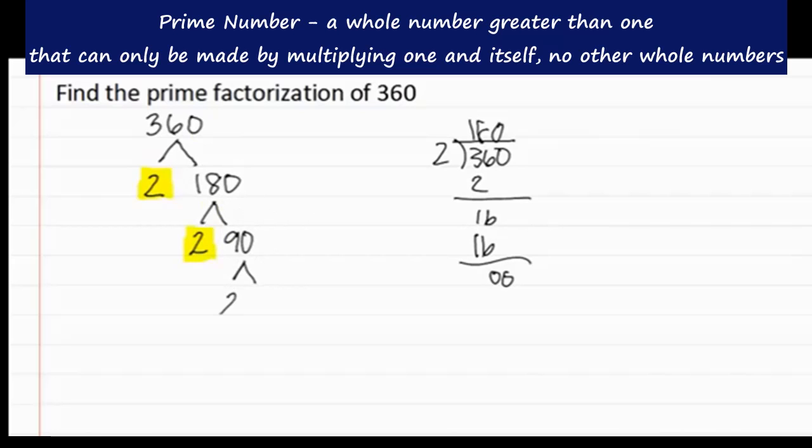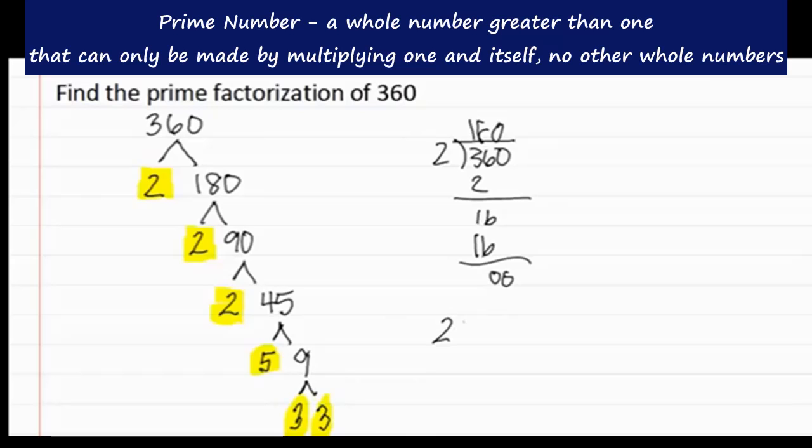It is still even, so we know that 2 goes into it 45 times. We highlight the prime number and we continue to factor the composite number. 45 ends in 5, so we know a 5 goes into it 9 times. We highlight the prime number and we continue to factor the composite number. 9 is 3 times 3. We have now found all of the prime numbers in 360.